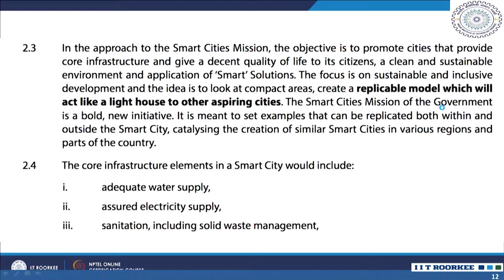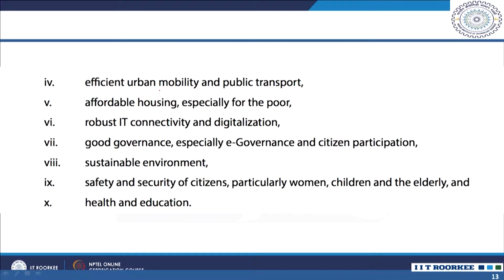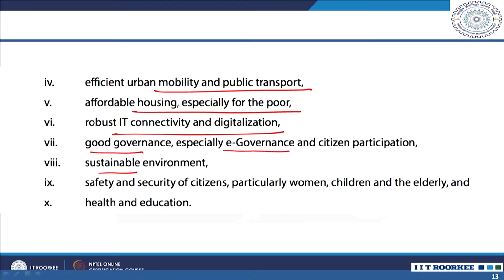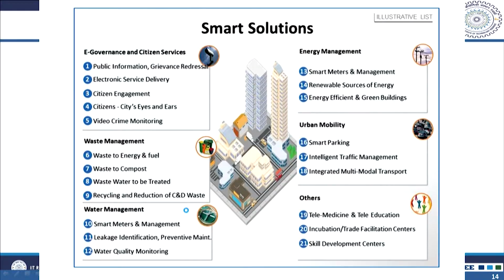For example, the core infrastructure elements in a smart city will include water supply, electricity, solid waste management, mobility and public transport, housing for the poor, IT connectivity and digitization, then good governance and e-governance, sustainable environment, safety and security, health and education. So, all this arrangement will target smart solutions. Let me discuss one by one.